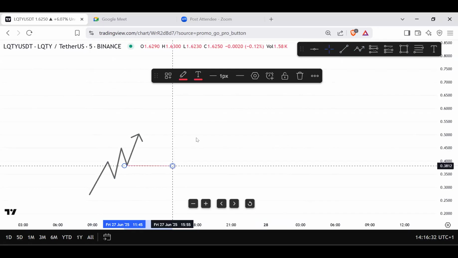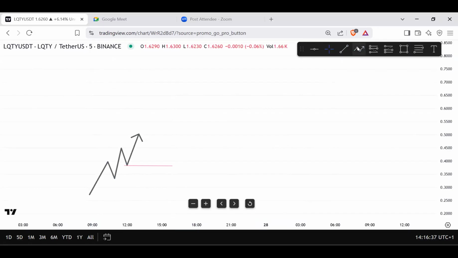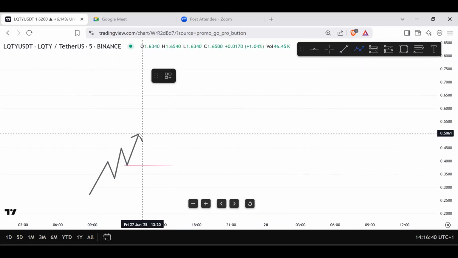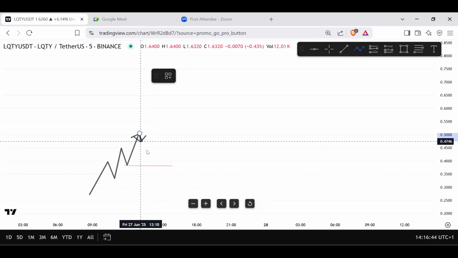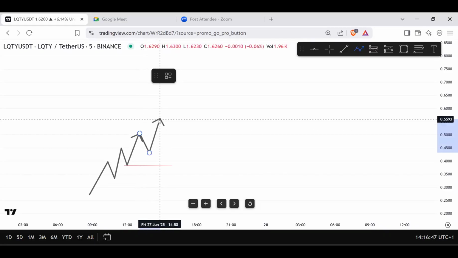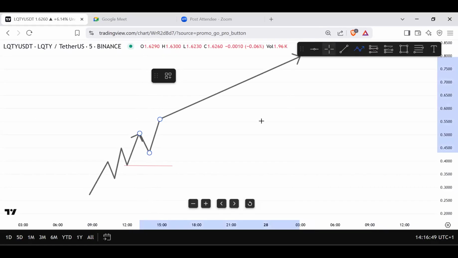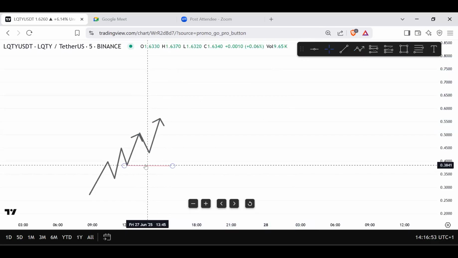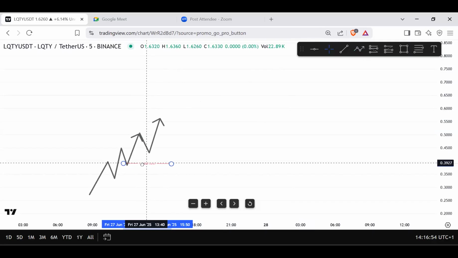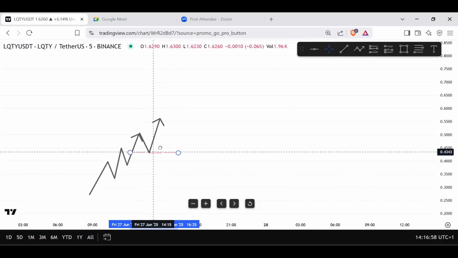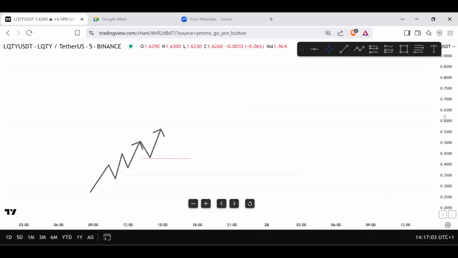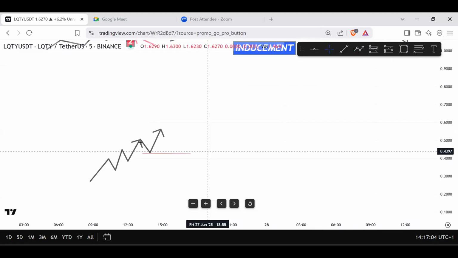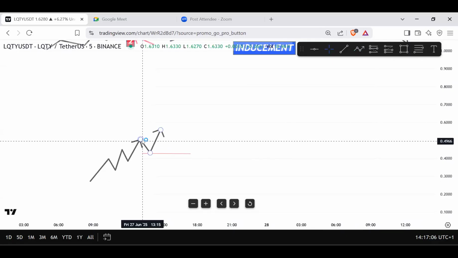Good. So once you identify the inducement, we're now waiting for the correction, to see if a correction will happen. Sometimes the market can keep going up. Okay. So in that case, that cannot be an inducement, right? If the market keeps going up, this inducement will move from here to here. Yeah. So the inducement will always be the last valid pullback, wherever it's happening.